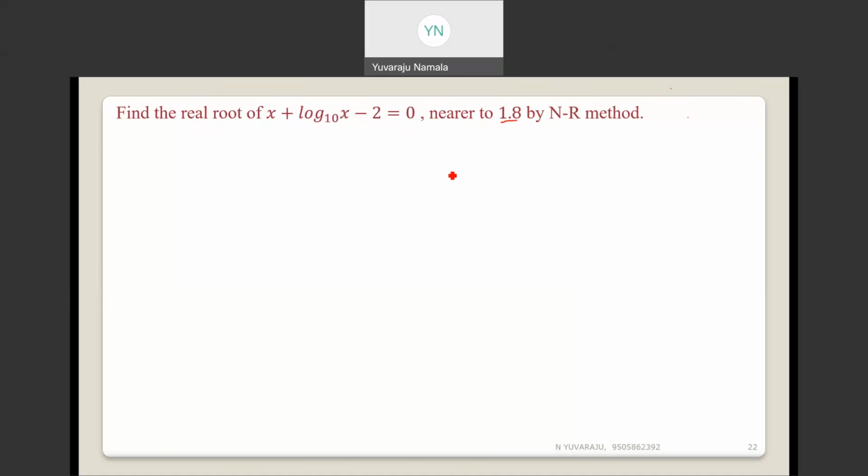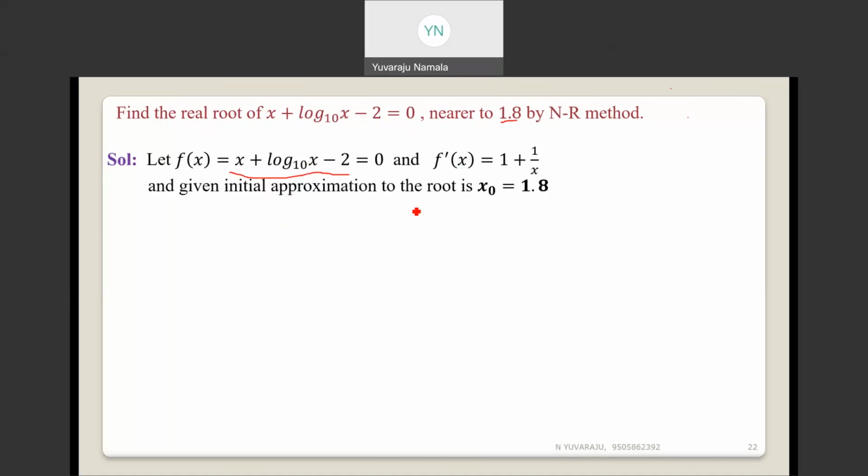Now finding the remaining root. Assume f of x is equal to x plus log x base 10 minus 2 is equal to 0, and differentiating, f dash of x is equal to 1 plus the derivative of log x, 1 by x. Now the given initial value is x naught is equal to 1.8. Now using the Newton-Raphson formula, first substituting n is equal to 1.